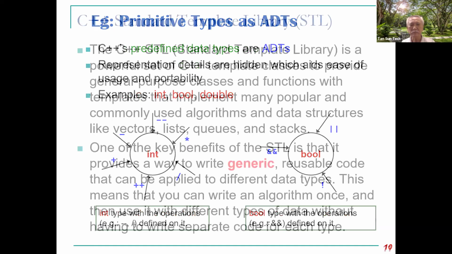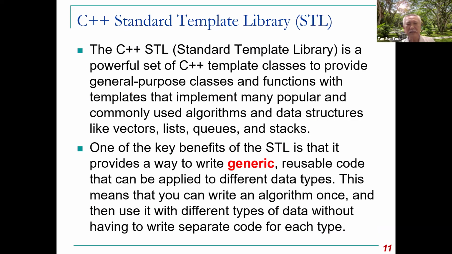We don't care. So we say that the Standard Template Library is a powerful set of C++ template classes to provide general purpose classes and functions with templates that implement many popular and commonly used algorithms and data structures. For example, vector, list, queue, and stack. They are all provided in C++ in the Standard Template Library. So if you want to know how to use all this, as I said, go and look at the C++ reference, and they will have descriptions and examples for you.